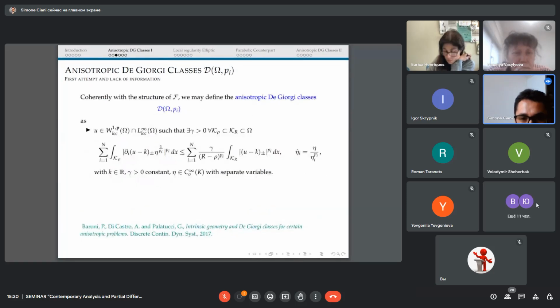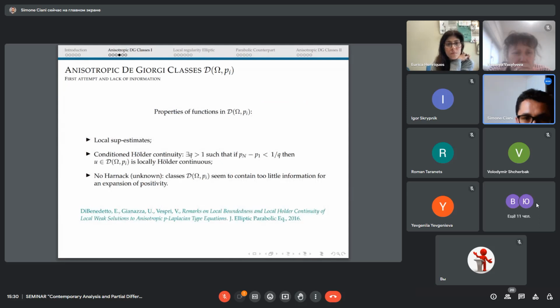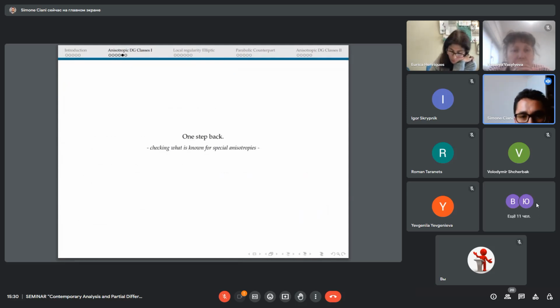It looks like the information that we have here in these isotropic energy estimates is not enough for a reasonable theory. So what we do is make a step back and check what is already known for special anisotropies. In particular, we also consider parabolic equations in our basket, because a parabolic equation is already, in some sense, anisotropic: when you do the energy estimates, we have a term which goes like 2 and another term that goes like p.